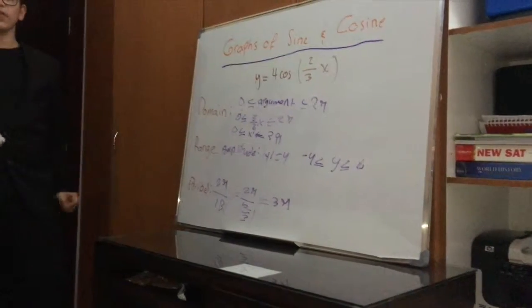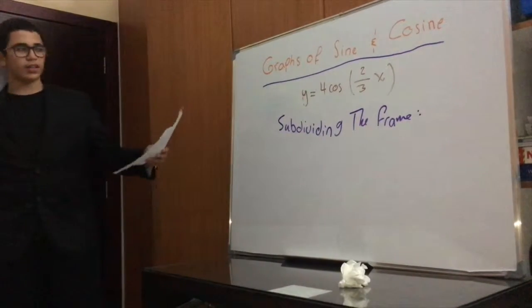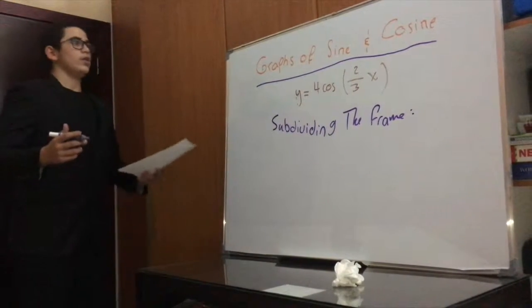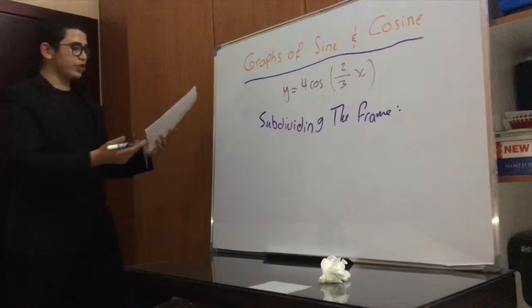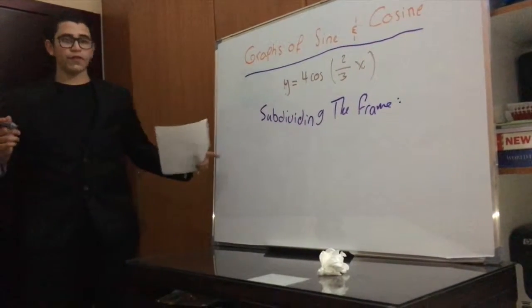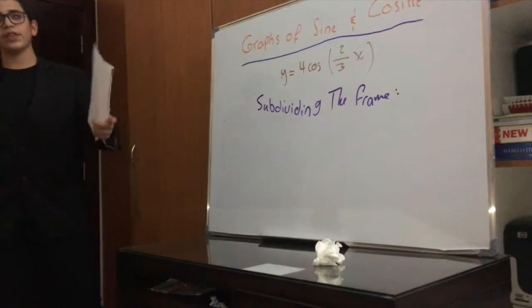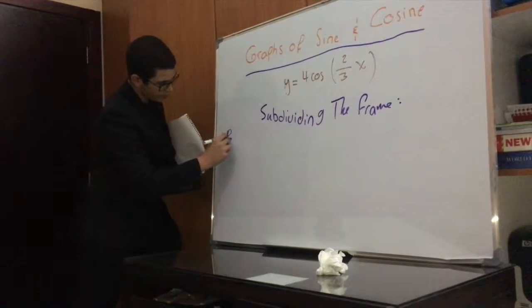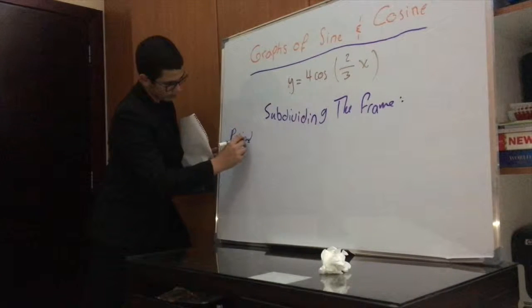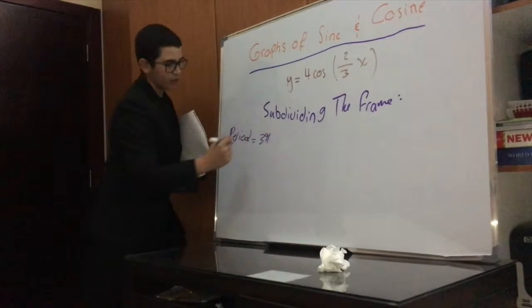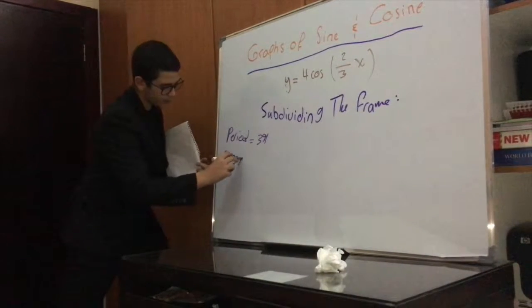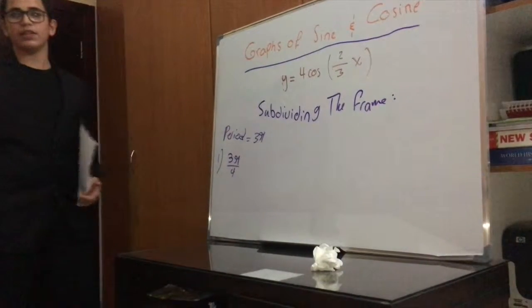Now we move on to subdividing the frame. This is the last step before we can graph the actual function. So first what you need to do is take the period and divide it by 4, then find the multiples so you can subdivide the frame. Our period is what we found earlier, which is 3 pi. So we divide 3 pi by 4 and we find the multiples to subdivide the frame.